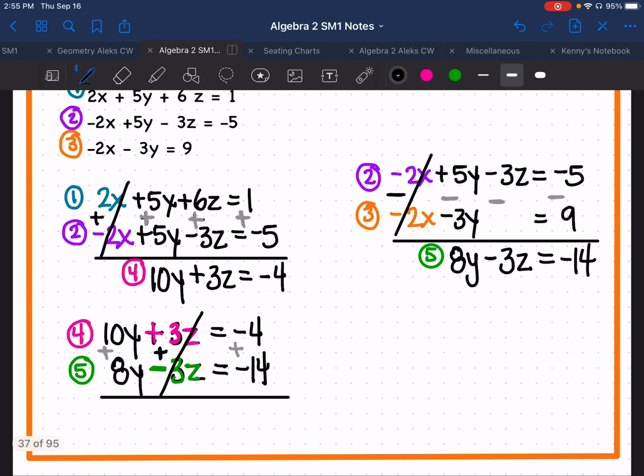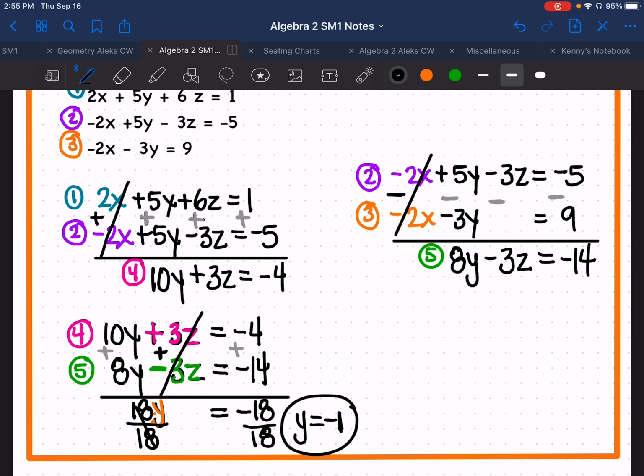Well, 10 plus 8 is 18, and of course, y tags along. The z's have disappeared. Negative 4 plus negative 14 is negative 18. To solve for the variable y, I think I should change that to orange. There we go. Remember, there's multiplication hiding there. So I'm simply going to divide by positive 18. Negative 18 divided by positive 18 is negative 1. I have my first answer.